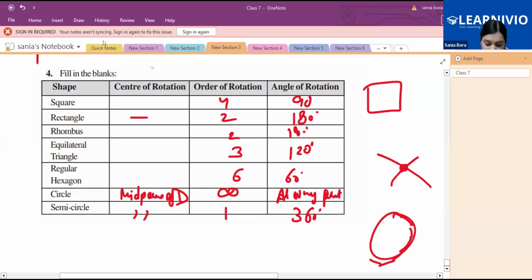Ma'am, is there any more to it, or have we completed symmetry? Everybody, you can write it down. I'm just waiting for 1 minute. Those who did some of the questions wrong, I'll give you a few more questions.